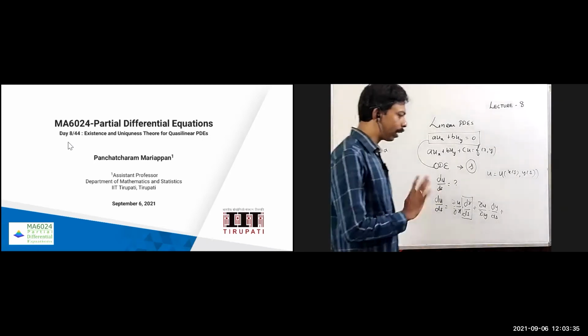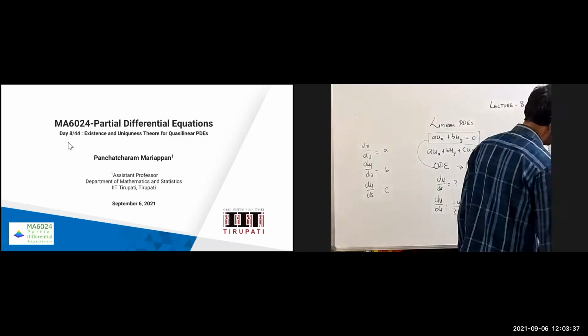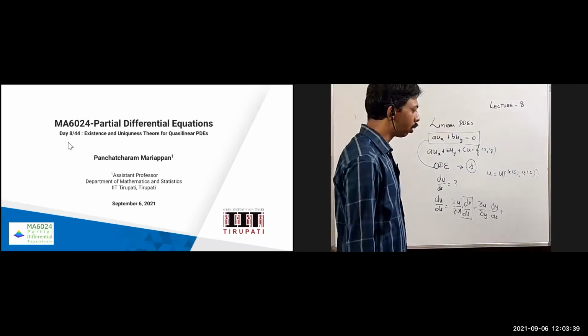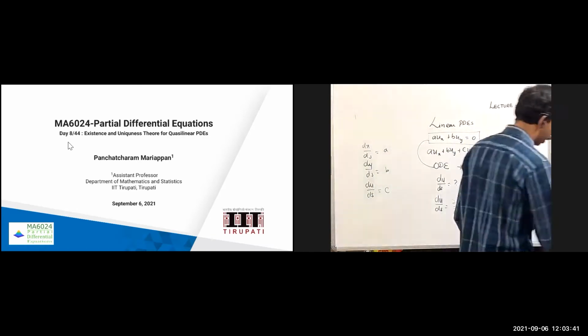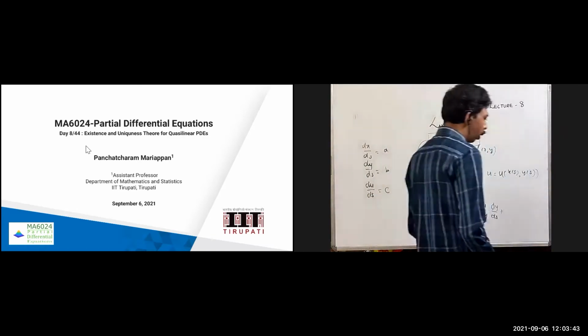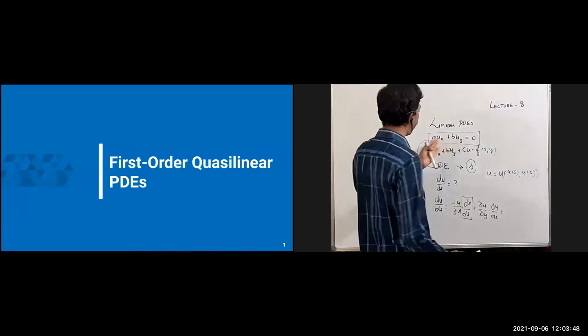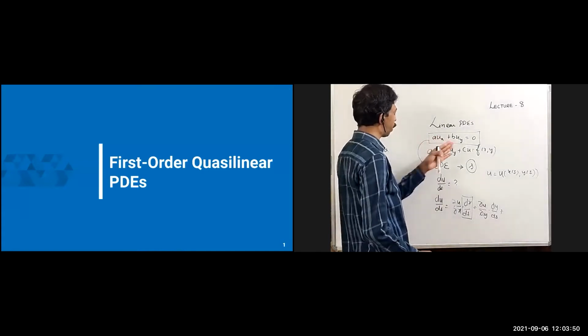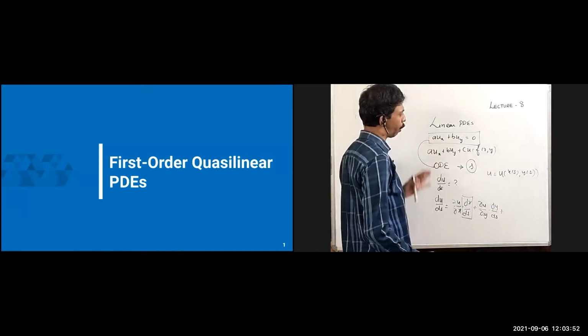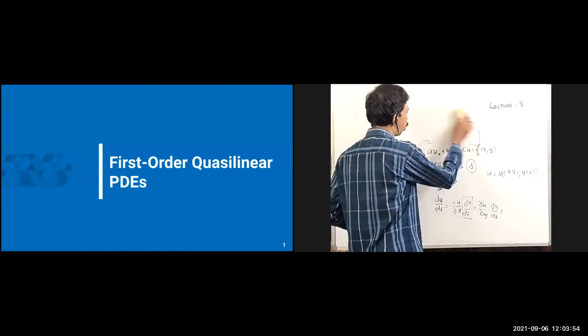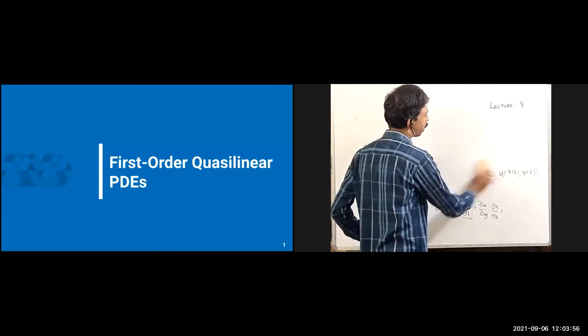Now we are going to extend this idea further for the quasi-linear PDE, and that is what we will do in this lecture. We are going to consider a similar kind of thing. Here a and b can be constants, or they can be functions of x and y. Therefore it is a linear PDE. I am going to extend this idea to first order quasi-linear PDEs.